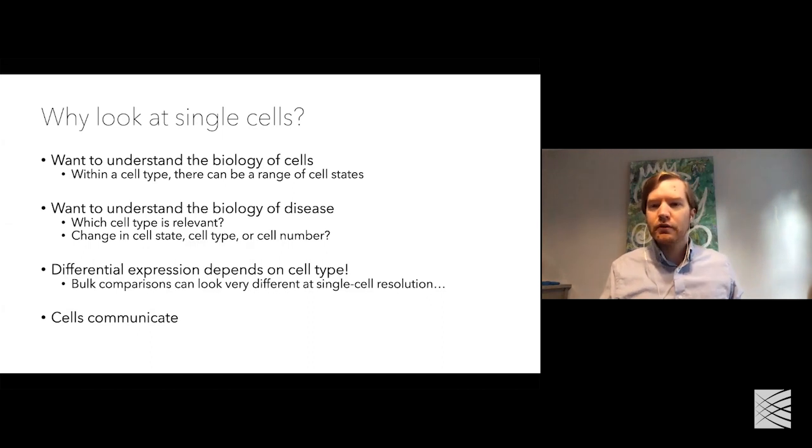If you do a differential expression test like I showed before on bulk data, your conclusions might end up being very different if you look at single cell resolution, where a trend that you thought was negatively correlated from bulk data could actually switch directions entirely if you focus on one cell type. And finally, another reason might be cells communicate with each other, and it's really interesting to look at cell-cell interactions, and we can do that by looking at single-cell RNA-seq data.